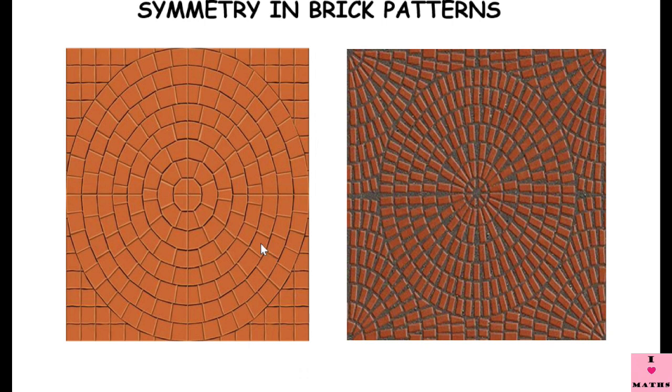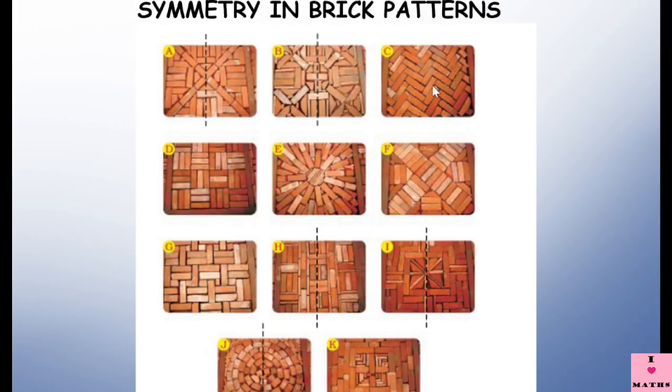These are two brick patterns which have symmetry. They have two symmetries. One is the vertical symmetry. If you divide it in two halves, both the halves are exactly same. They also have horizontal symmetry. Even this figure has vertical symmetry and horizontal symmetry. These are the brick patterns which are there in your book.